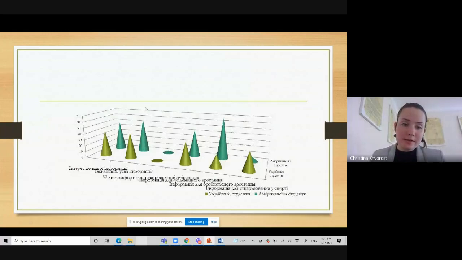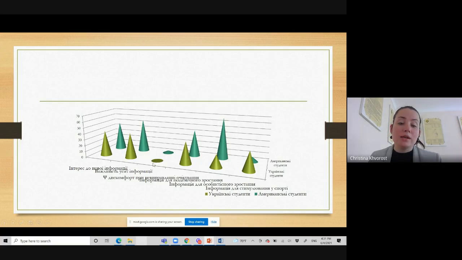Here we see the diagram. In the first column, we see the interest in new information. It is almost the same. The dark green shows the results of American students, and light green is the Ukrainian side. The second point was the importance of all the received information. So for Americans, it is more valued.